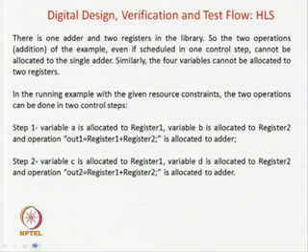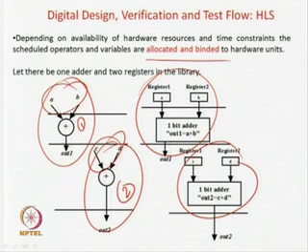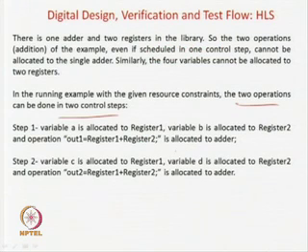So, that is what I have told you. In the running example, there are 2 operations that we are doing in 2 control steps, because we have only 2 registers and 1 adder. First you do this, second you do this. So, this is what has been told.